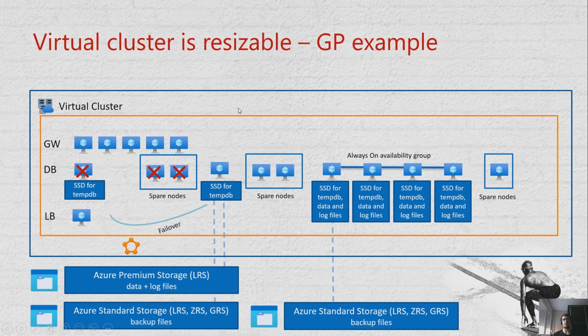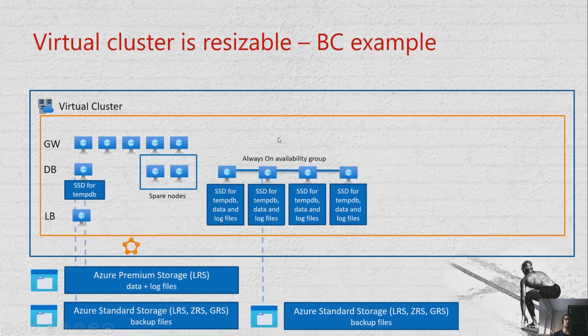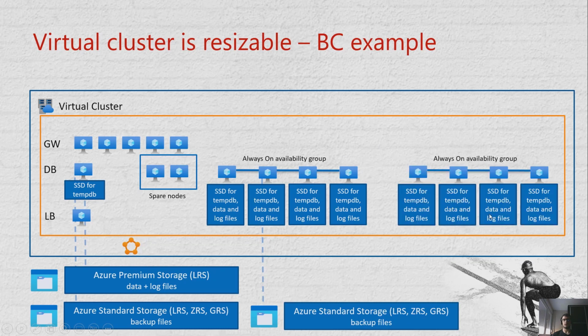How does this look from the business critical perspective? In the business critical case, we have local storage and we have an Always On availability group. When we scale, new virtual machines are added with their own SSD for tempdb and data and log files as the first step. And then the second step is data seeding. So data needs to be seeded not only to one virtual machine, but to all replicas that are part of the availability group.